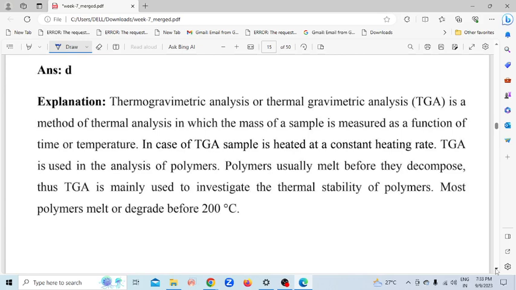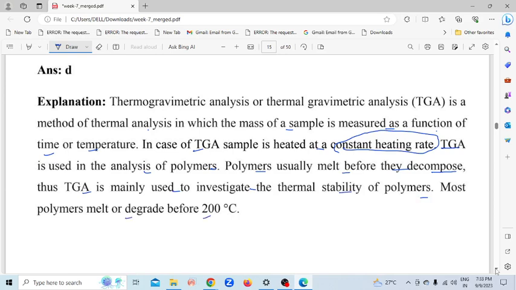So the explanation is: thermogravimetric analysis, TGA, is a method of thermal analysis in which mass of a sample is measured as a function of time and temperature. We have already discussed that in TGA, the sample is heated at a constant heating rate. Then TGA is used in the analysis of polymer. Polymers usually melt before they decompose. Thus, TGA is mainly used to investigate the thermal stability of polymer.